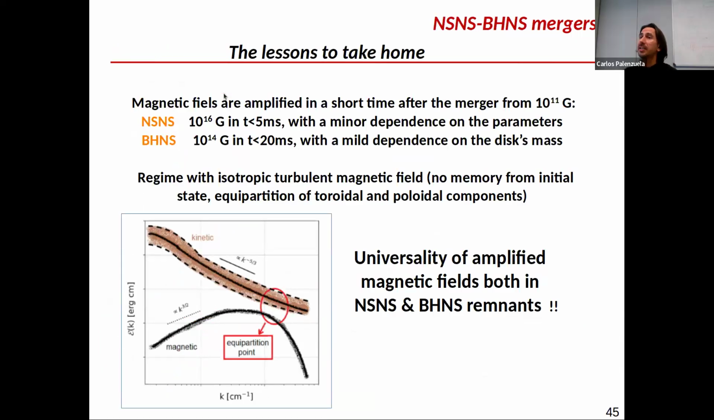So the final summary is that both simulations behave similarly, because in both there is a turbulent state that in neutron stars leads to magnetic fields on average of 10 to the 16 Gauss in less than 5 milliseconds, with minor dependence on the parameters. Also in the black hole neutron star case, a final state of 10 to the 14 Gauss in less than 20 milliseconds, again with a mild dependence on the disk mass. And in both cases, the magnetic field is isotropic and turbulent, so there is some universality of the amplified magnetic fields in both scenarios.